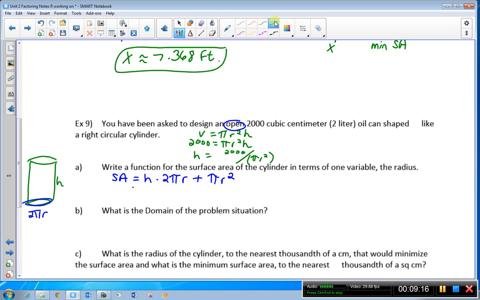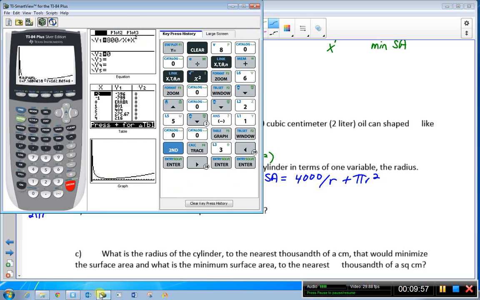So now I'm going to replace h with 2,000 divided by pi r squared. And when we do that, the r and the r squared cancel, the pi's cancel. So we get surface area equals 4,000 divided by r plus pi r squared. So what is the domain of this problem? Again, I think it's going to be r is greater than 0, but let's go to our calculator.